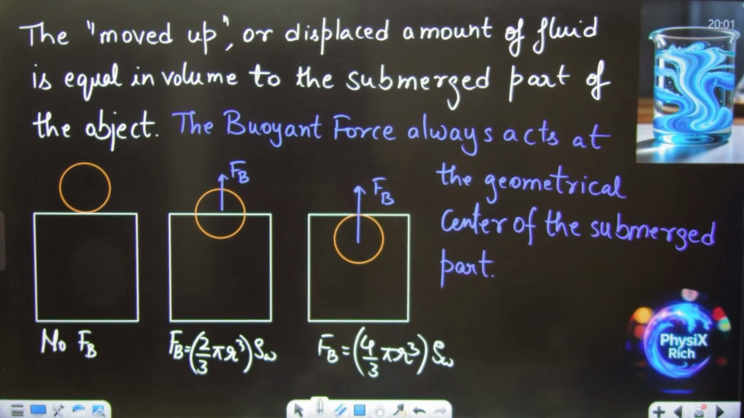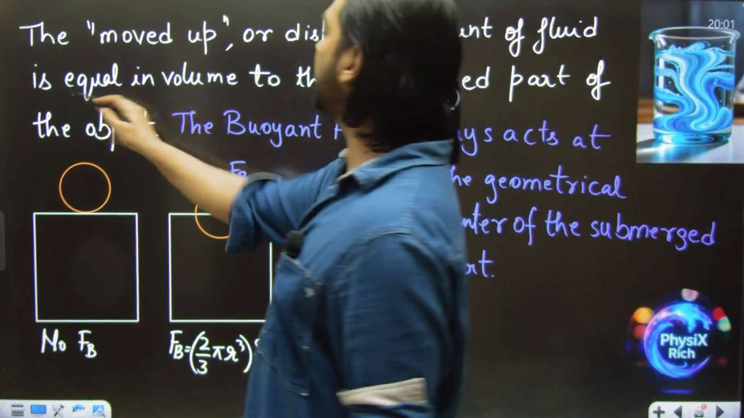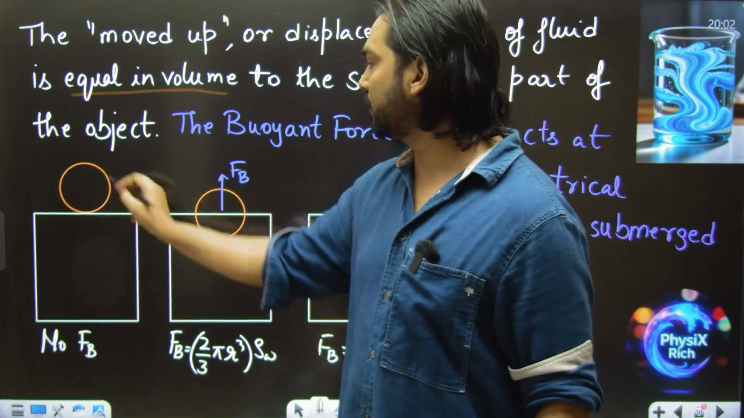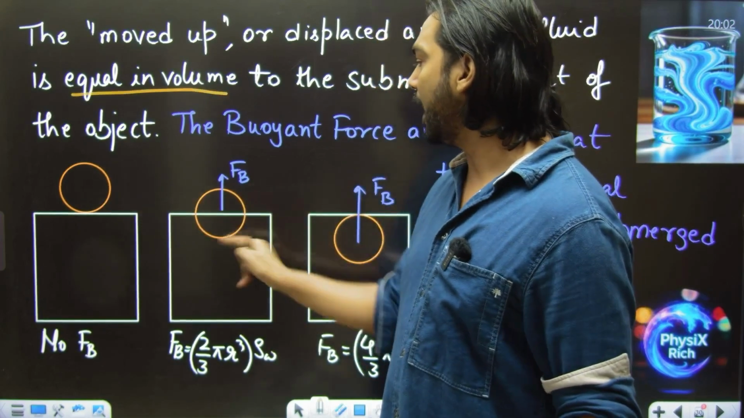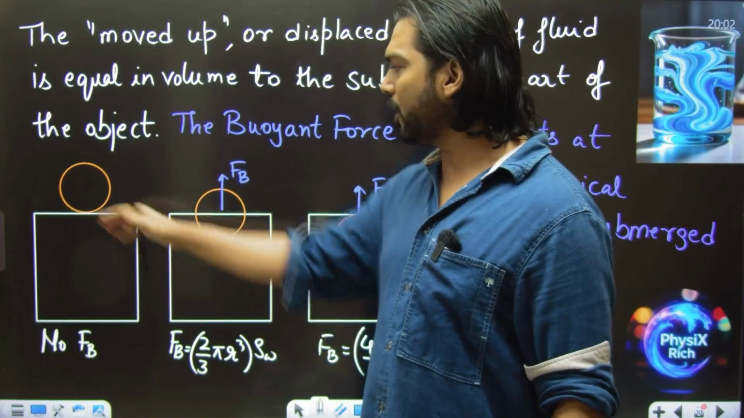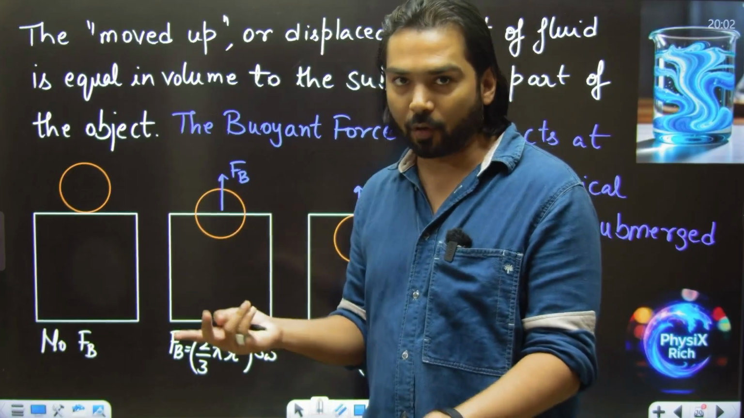So this moved up fluid is obviously equal in volume. Okay, it's equal in volume. However much you submerge, for example this sphere, which is now half submerged, how much is the buoyant force? First of all, if you submerge only half of it, the displaced volume has to be equal to that.